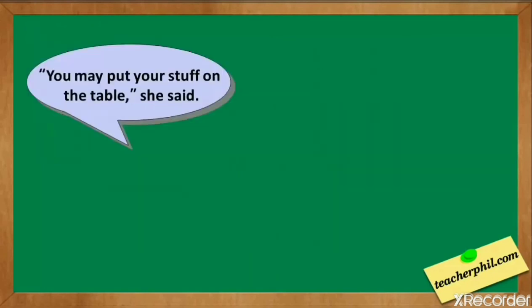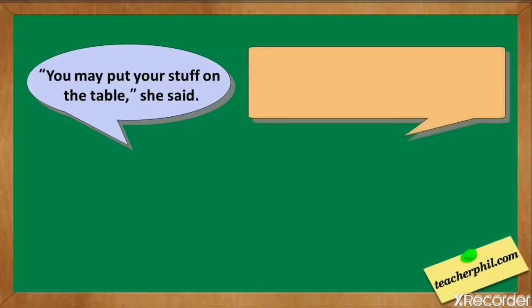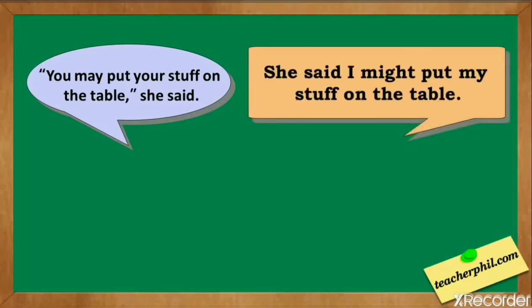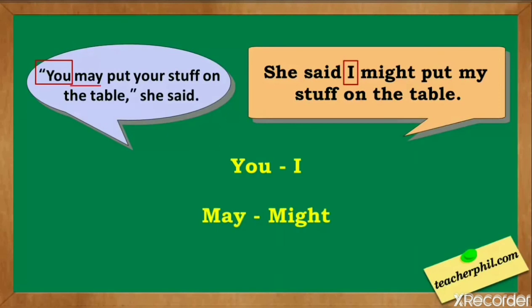The second one, you may put your stuff on the table, she said. The indirect speech is, she said I might put my stuff on the table. The pronoun you was changed into I, while the modal may was changed into might.